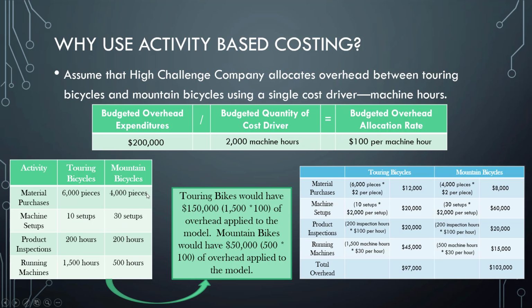Well, why wouldn't you just use setups? Because then you have the opposite problem. If we use just setups as our single driver, the mountain bike, which takes so many more setups, would effectively be subsidizing the machine costs of the touring bike. So we don't have a perfect single driver to use here, and therefore the best thing that we can possibly do is get a little more refined, break it down into different activities, and it'll spread it out much more fairly. And if we do that, we see that our overhead is pretty close for both of these models.